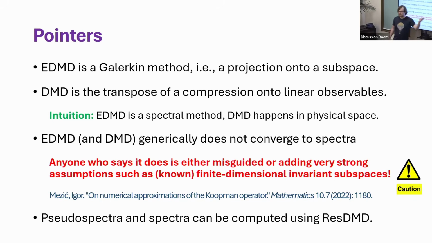DMD happens in physical space, right? EDMD is in coefficient space, according to your dictionary. DMD is physical space. So it's a bit like spectral versus collocation, but the analogy doesn't really go further.